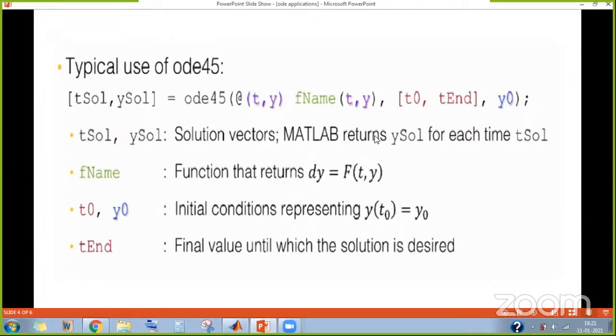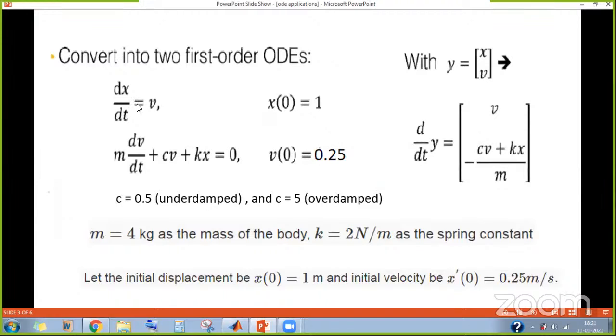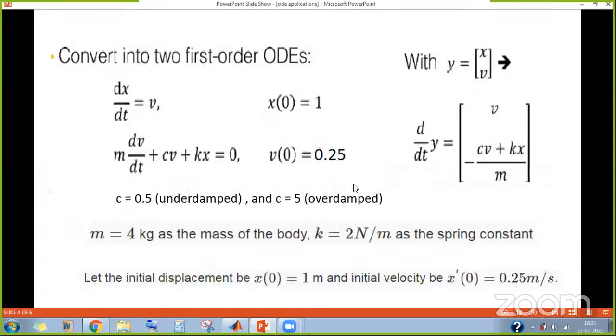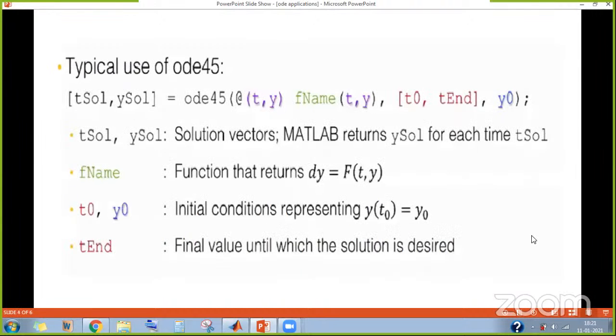I mean, like the original equation, because we write an equation like dx/dt equals v. That means the function is v here. So we have to provide v, and respectively for the second one, we have to provide this thing, that is minus (cv plus kx) by m. And what is this?